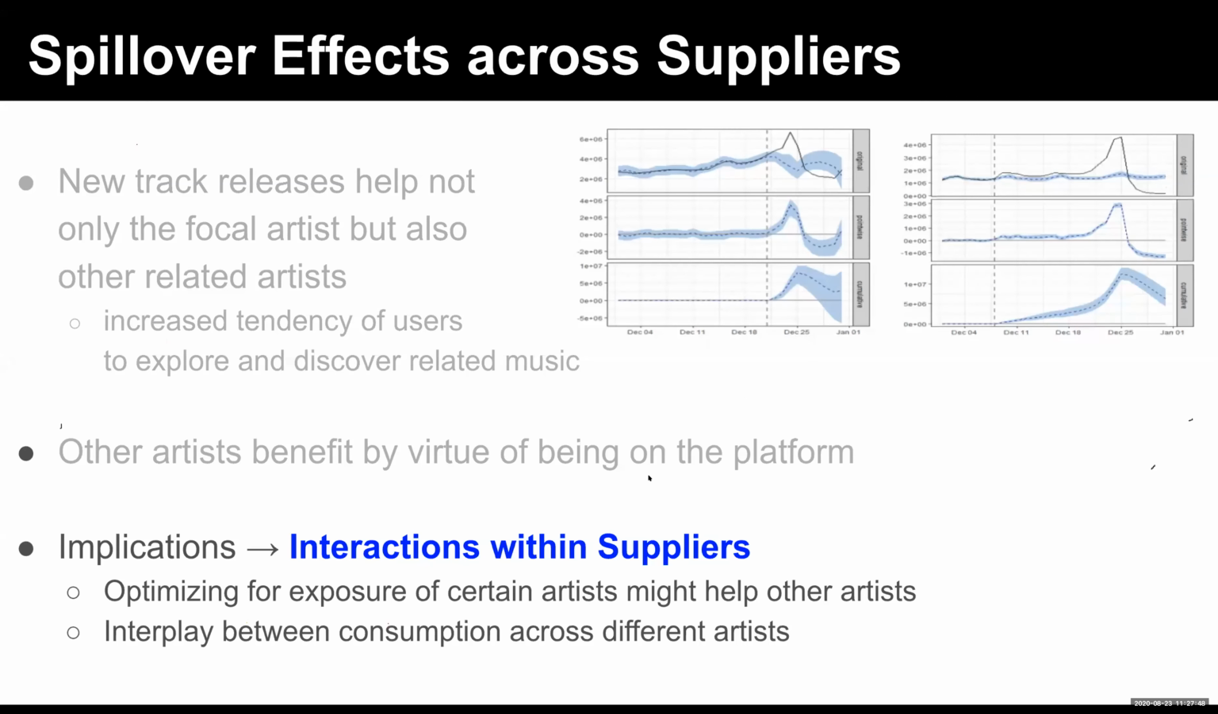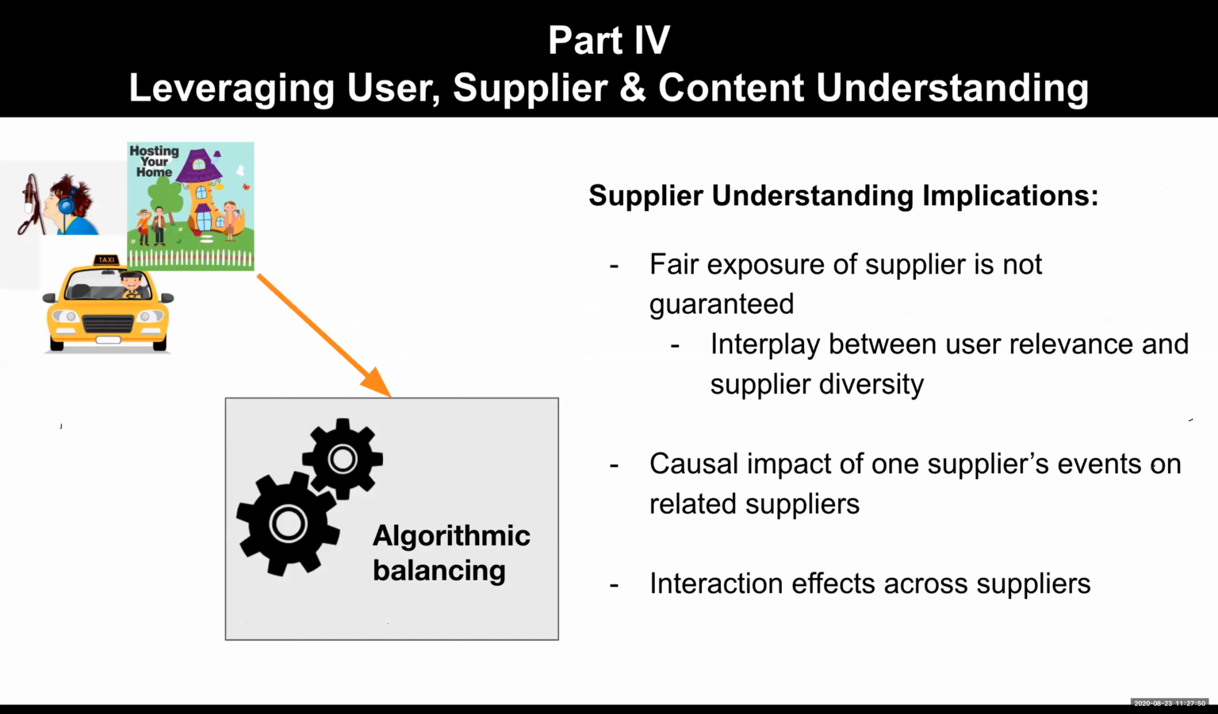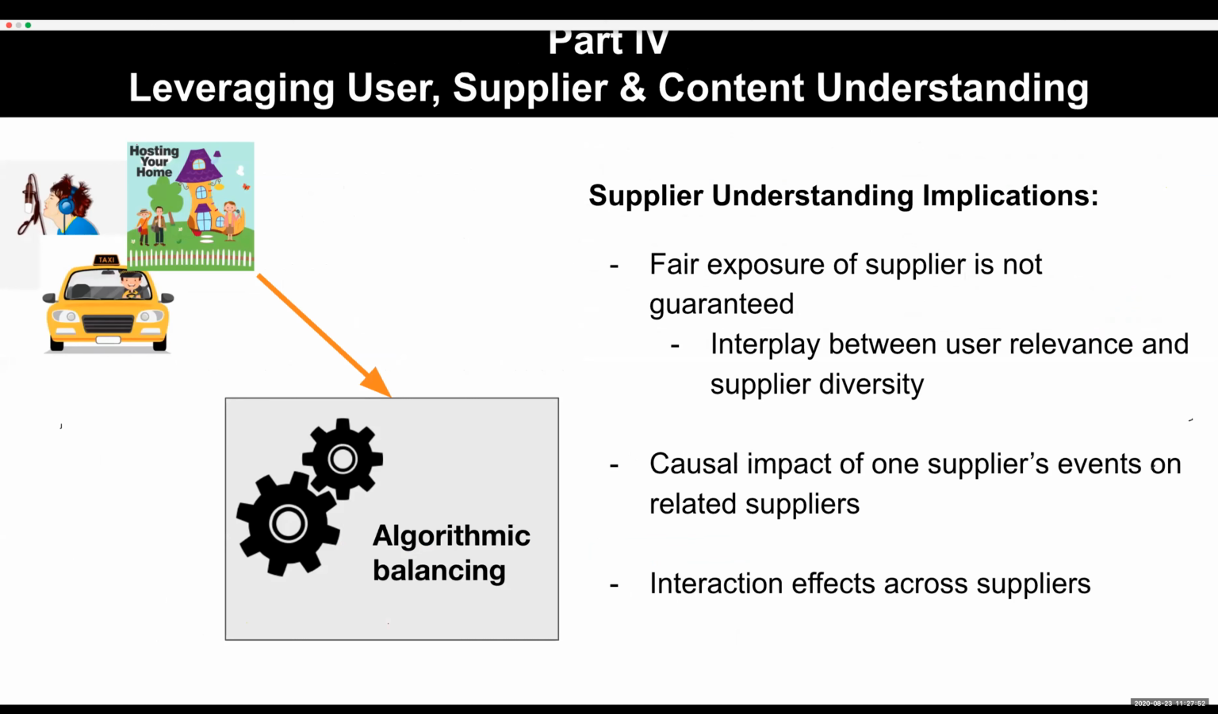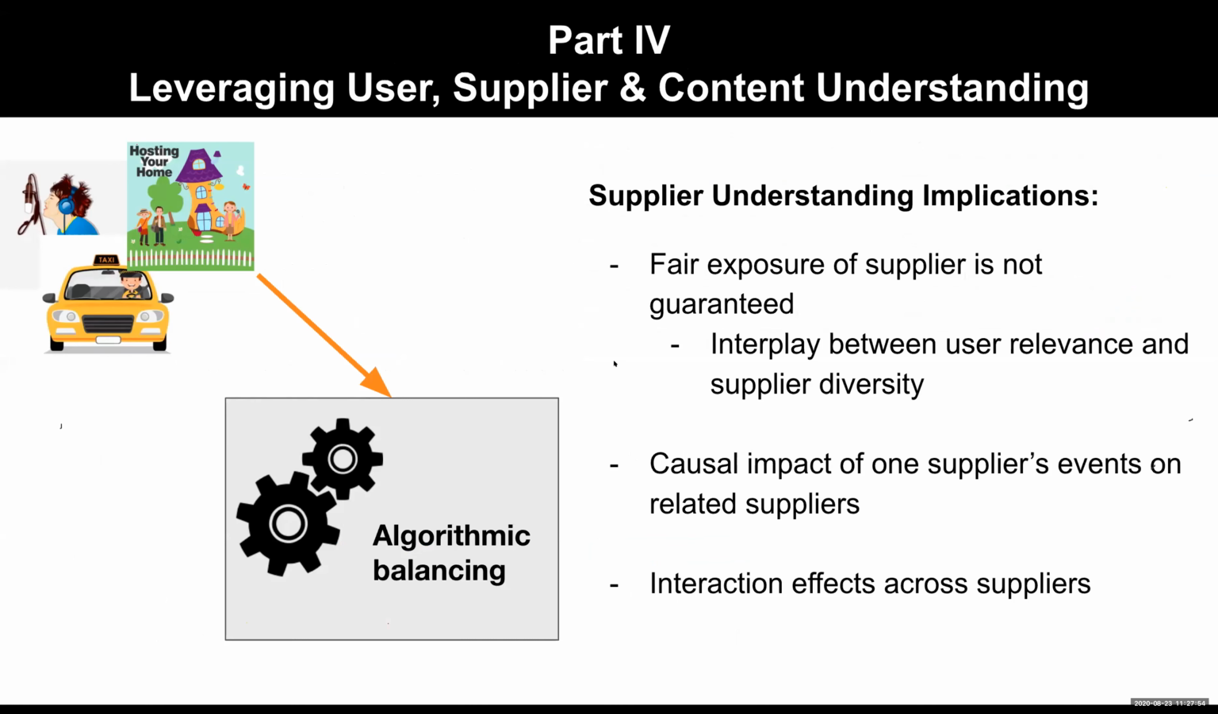Cool. So again, the summary of where we are, and how much time do we have? Cool. We're really running short of time, so I'm going to rush through some of these. In terms of supply diversity, we saw that there is interplay between what users want and what suppliers we want to expose. And we've seen a causal impact of one supplier's events on related suppliers. That means there is interaction across suppliers, and all of these things you should take into account when designing your multi-objective algorithmic balancing models.